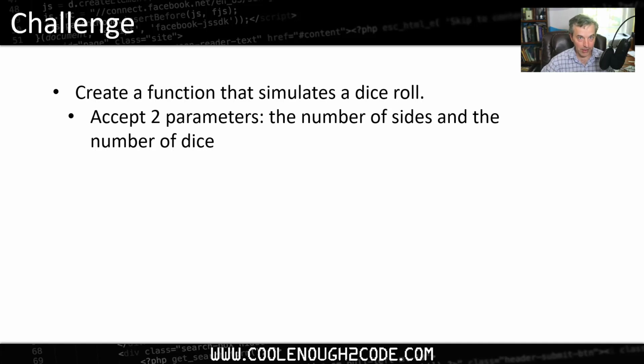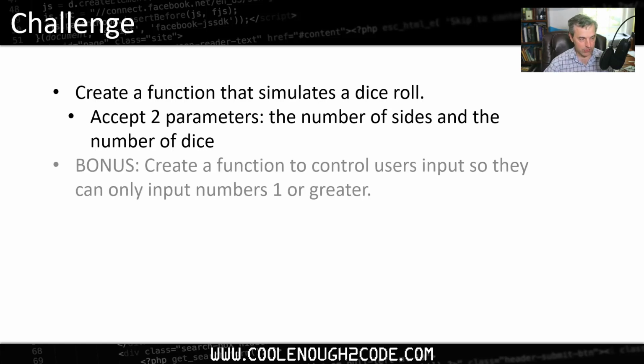So if I'm playing Monopoly, I use 2 6-sided dice quite a bit, but if I'm playing Yahtzee, I use 5 6-sided dice, or if I move some of those dice off, I might reduce the count and I might roll 3 6-sided dice, and you can change the values that you put into your function to simulate your dice roll. So once you have that function written, I want you to try a bonus, and that's to create a function that will control the user input, similar to what we did when we looked at our example a minute ago. In that function, I want you to basically only allow the user to input data that is numeric, but also control it so they can only enter in data that is greater than 1.